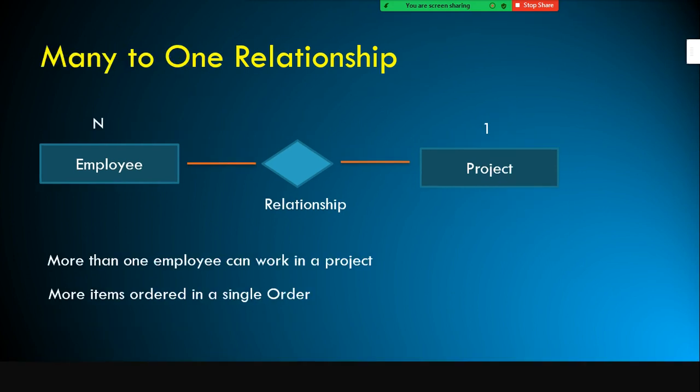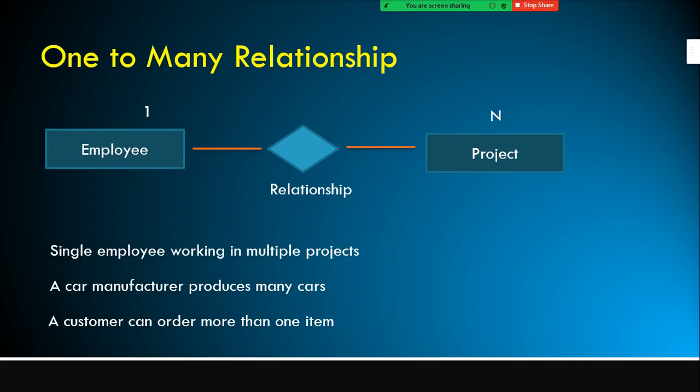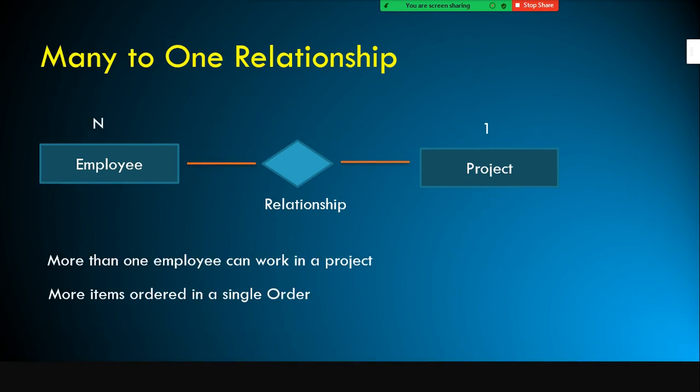Next one is the many-to-one relationship. That is the opposite of this one. In this case, many employees can work on a single project. Let's say we have something like a supply chain analytics project. In that project, many employees are working on it. Many employees in the sense, more than one employee, not necessarily 100 employees. So more than one employee, we call this many. Many employees can work on a single project. Many items ordered in a single order. Okay, so these are the examples for a many-to-one relationship.